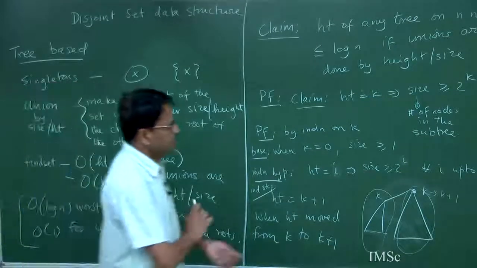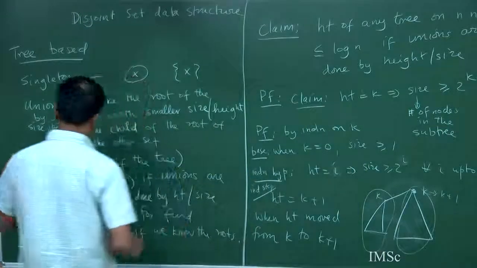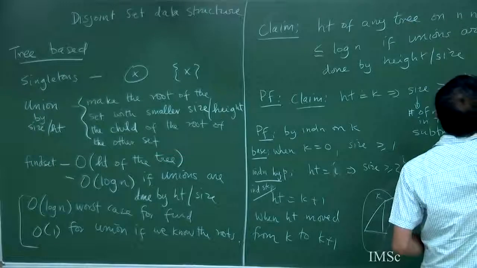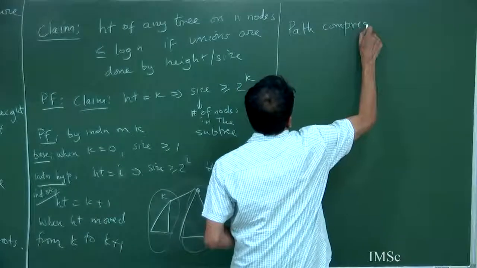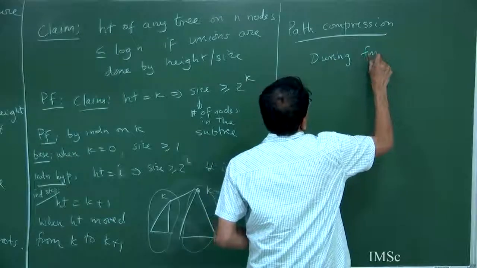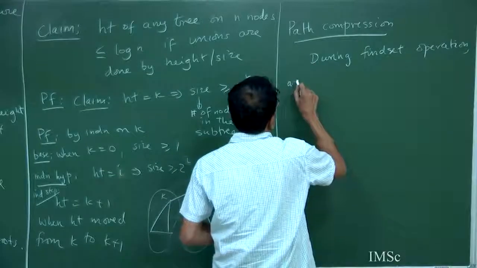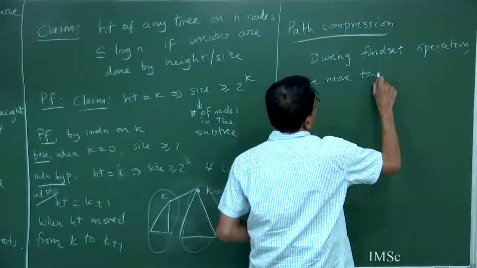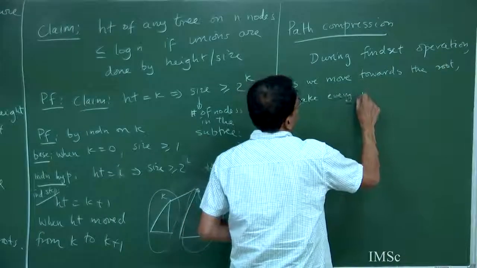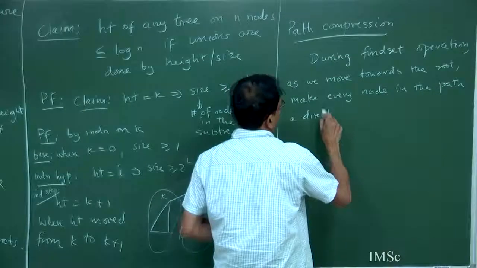Okay, so what I was telling you, and what we're going to do today, is that with an extra heuristic for the find set operation, we can improve the complexity to something substantially smaller than log n. And that heuristic is path compression. It is that you do it during find set. As we move towards the root, make every node in the path a direct child of the root.